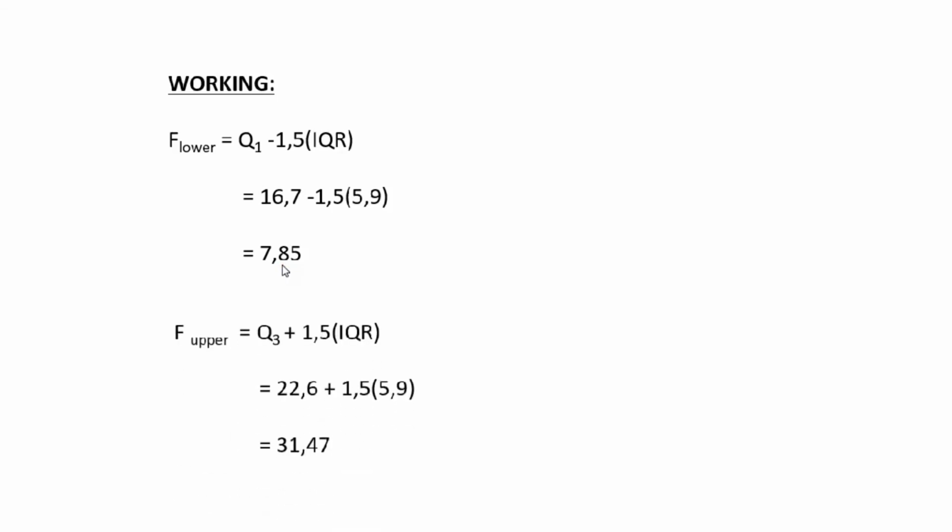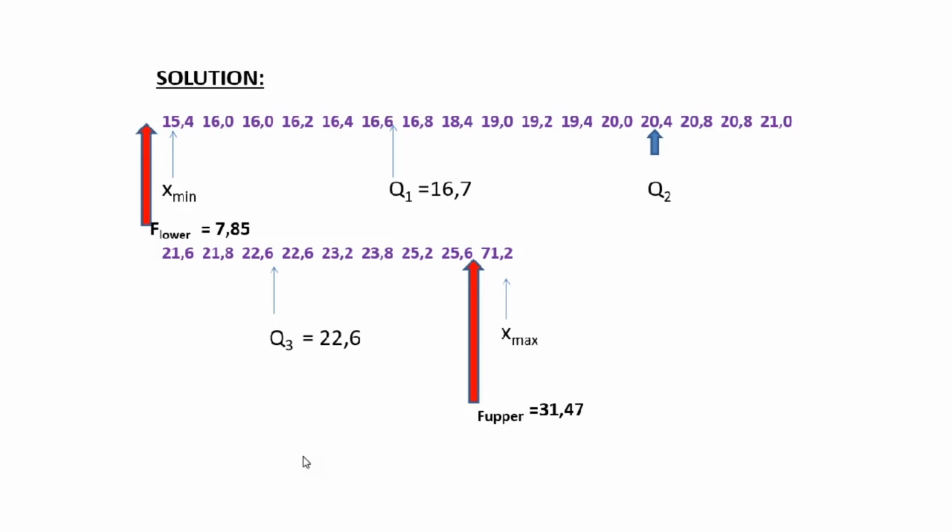For the upper fence, a similar calculation, and we get 31,47. So 7,85 is the lower fence, and 31,47 is the upper fence. Going back to our data, which has been arranged in ascending order, you can see that 7,85 is a value that is way below the minimum value of the data set. So on this side, we don't see an outlier.